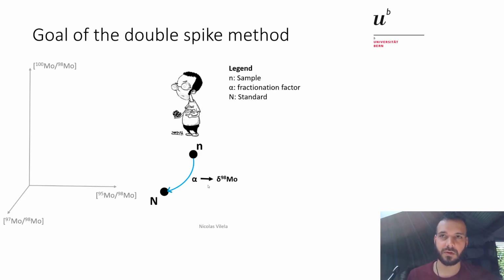Now, the ultimate goal of the double spike method is to obtain this alpha value in order to directly obtain your delta value, which you can publish in papers. This is the equation that links these two values.